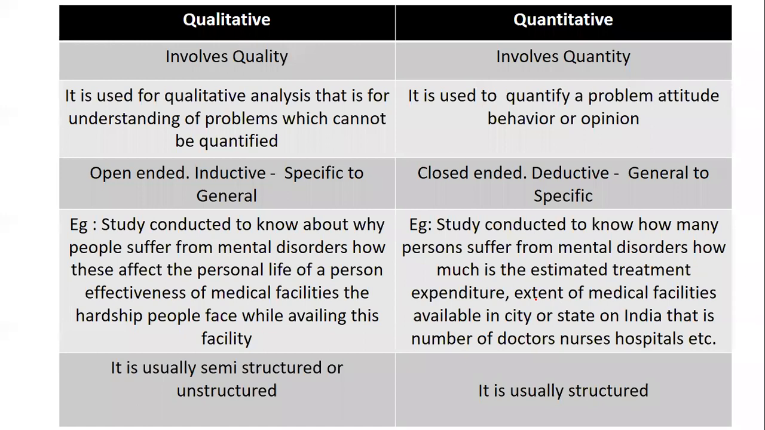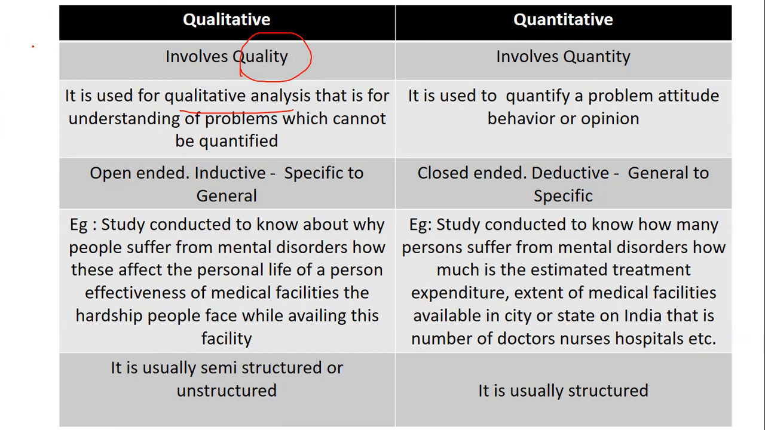Now next we have qualitative and quantitative research. If you remember, we have also started qualitative and quantitative research once, but as I said, these points are very important. So revision-wise, we will take it once again. Qualitative research is one which involves quality. When I say it involves quality, it means it is used for qualitative analysis in order to understand the problems which cannot be quantified. So you cannot quantify this problem.